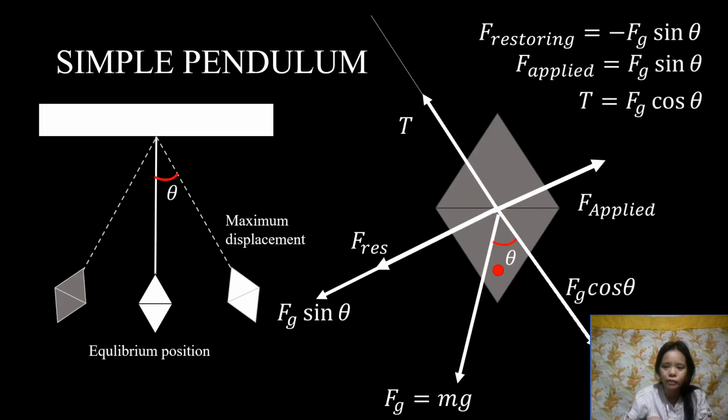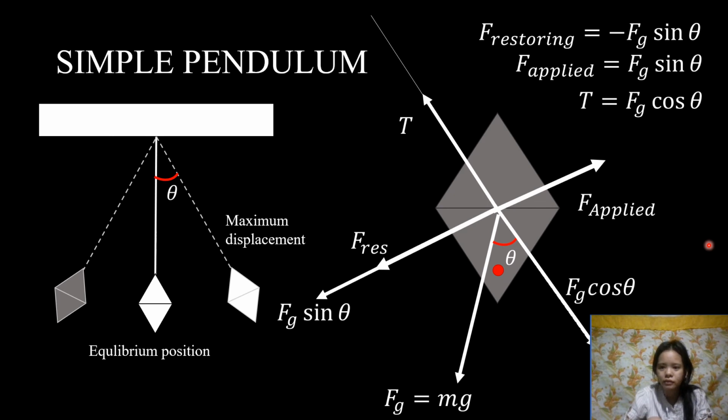Here, one example is a simple pendulum. A pendulum is attached to a rigid surface, and it has a mass m. If you tilt it to a maximum displacement, the angle from the equilibrium to the tilted position is, let's call it, angle theta, and that is the maximum displacement. The other side is also a maximum displacement. So let's create a free body diagram.